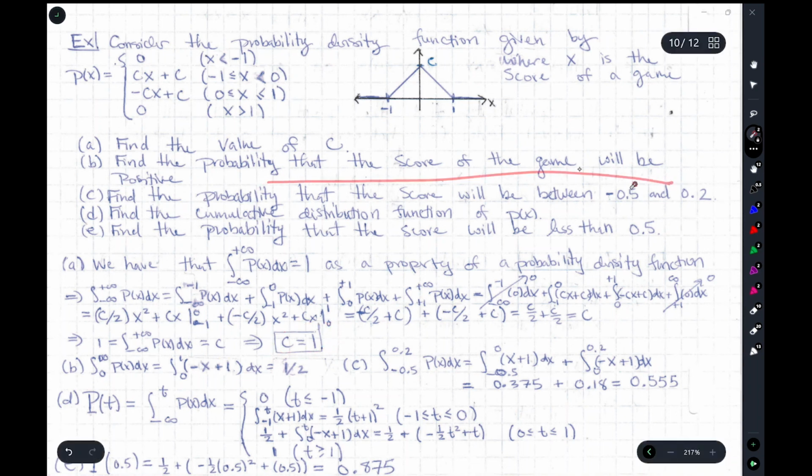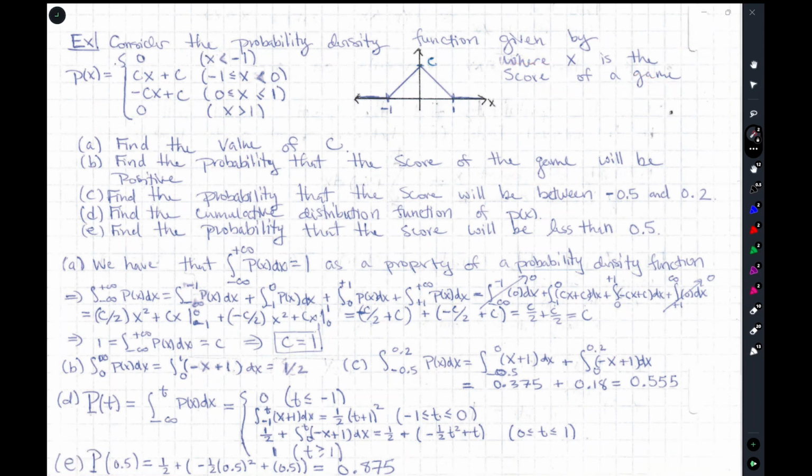Find the probability that the score of the game will be positive. So X is the score of a game, and this is the probability density for X being a particular score of the game. We want to find the probability that the score will be positive. If it's positive, then X is going to land on the positive x-axis, so we just integrate from 0 to infinity. The probability density is 0 past 1, so all we have to do is integrate from 0 to 1, and we get 1/2.